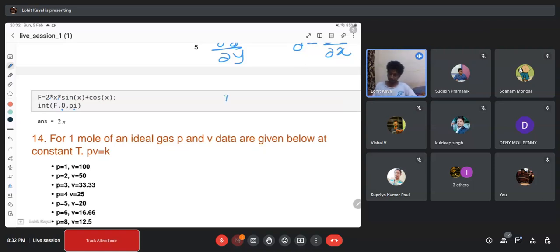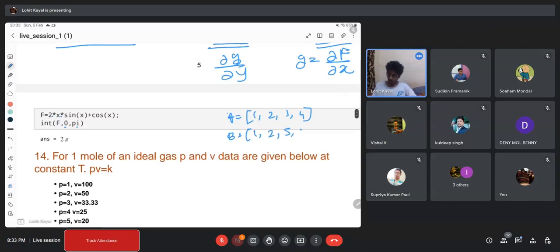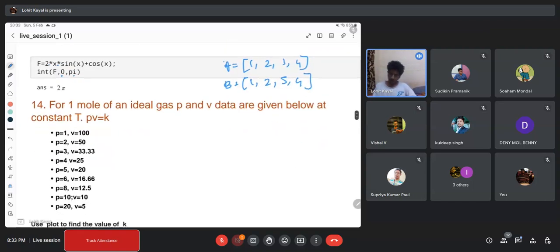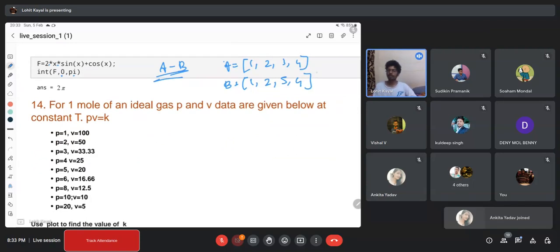If you have a row vector, suppose a equal to 1, 2, 3, 4, and another vector b equal to 1, 2, 5, 4, and if you do a minus b, then by definition it will do term by term subtraction. So then it will not be a problem. So you don't have to put dot plus or dot minus, but put dot star or dot divided by for this thing.